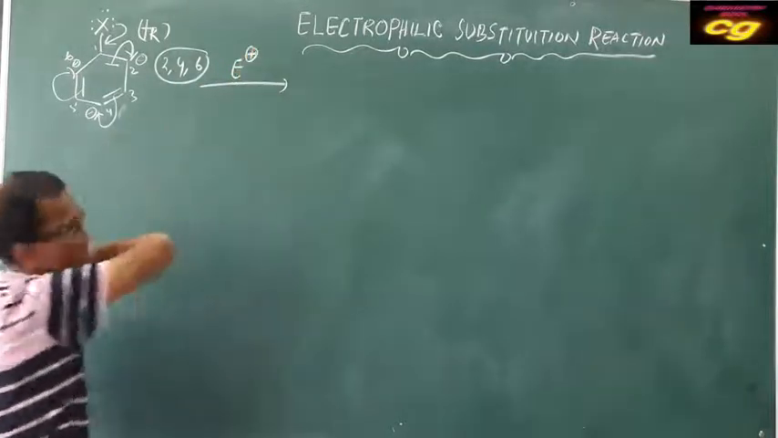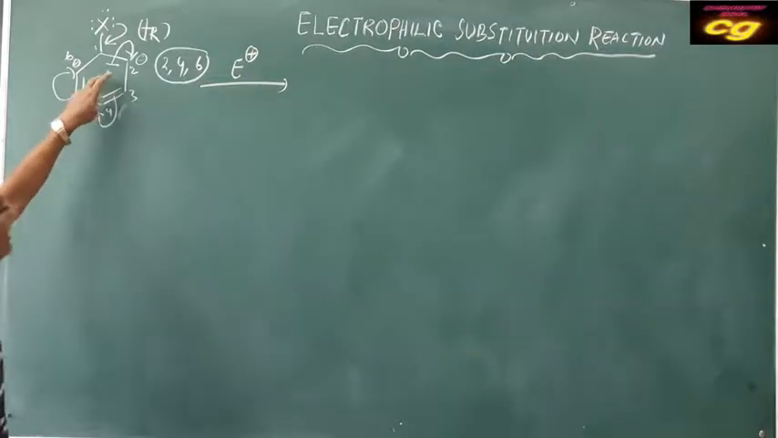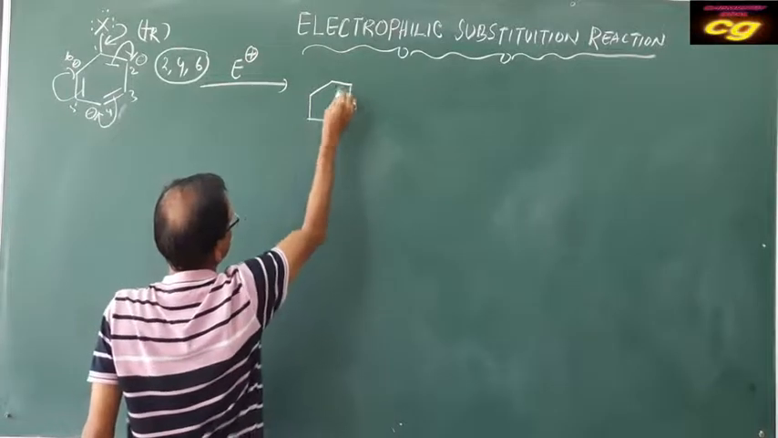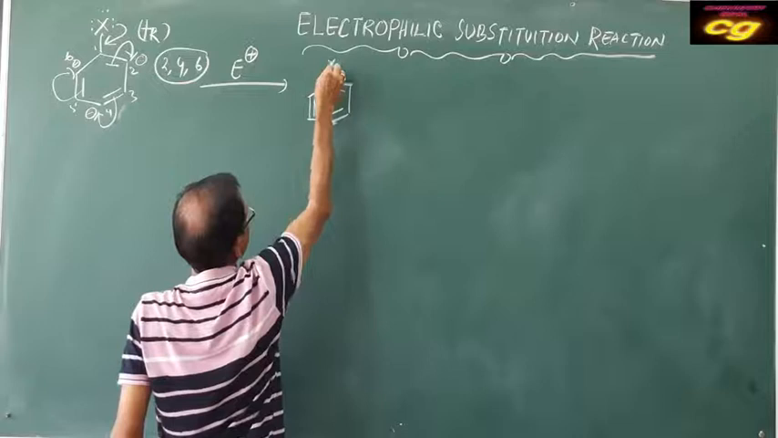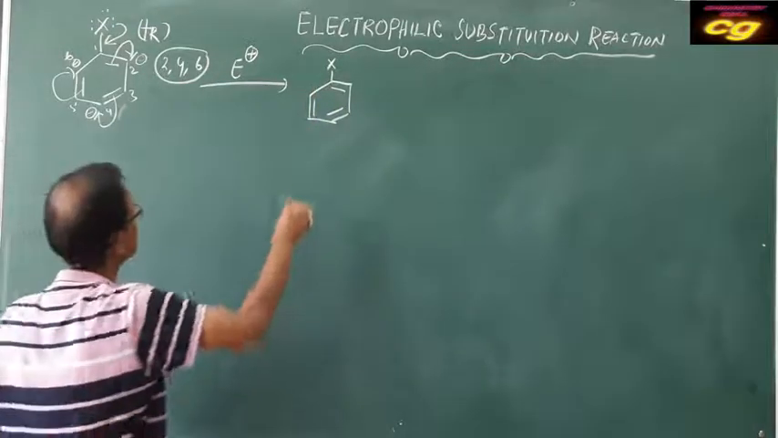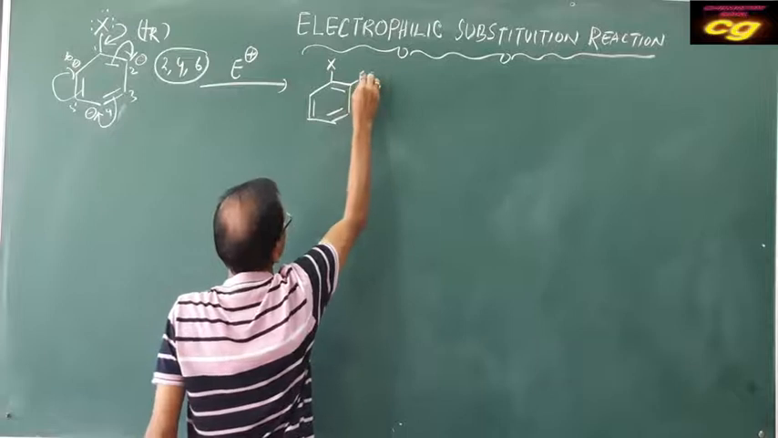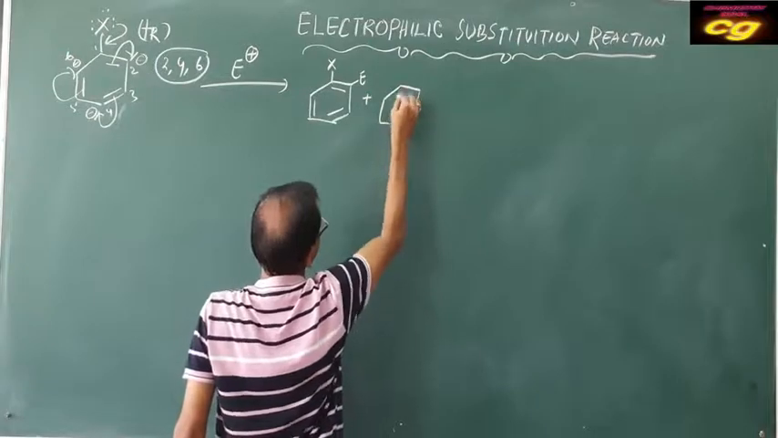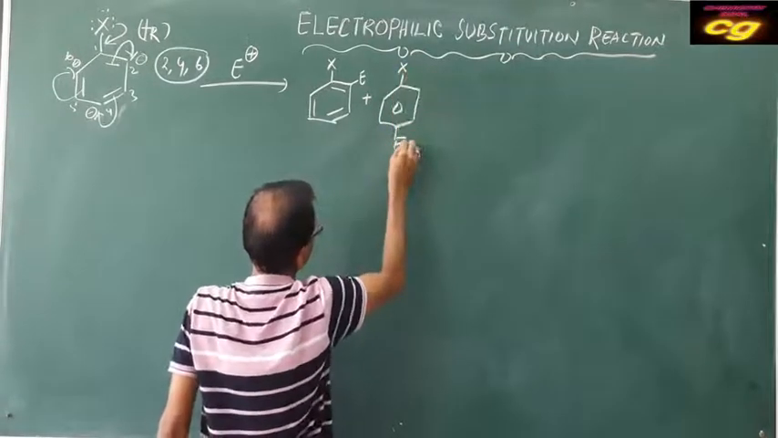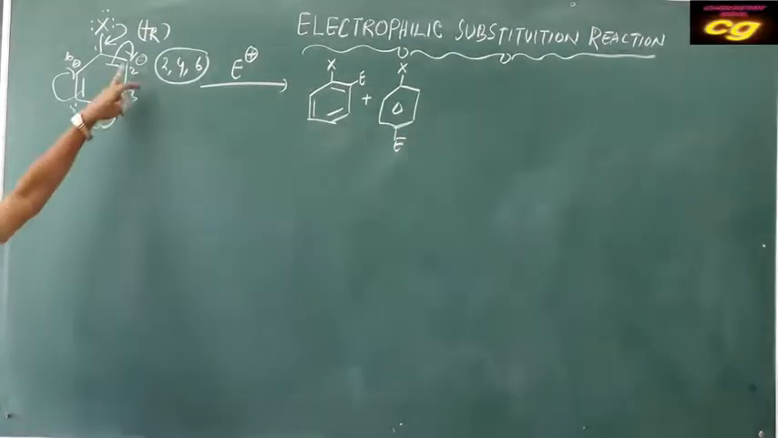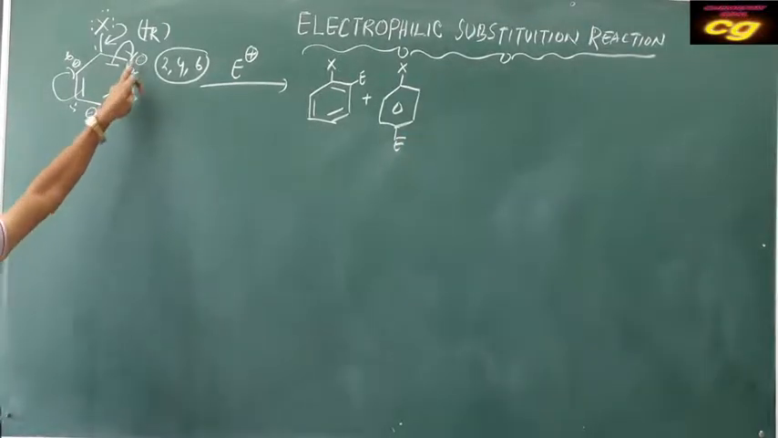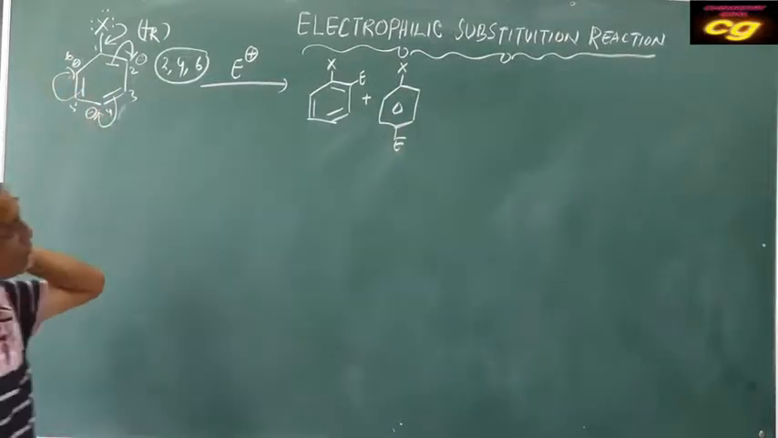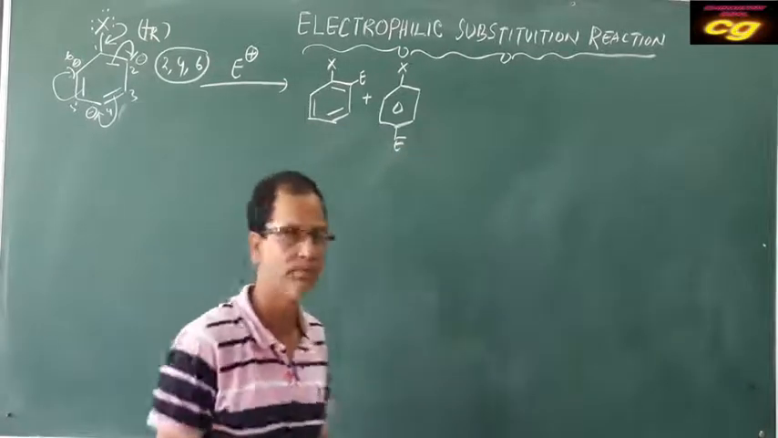the electrophile, which is positively charged and electron deficient, attacks at which position? This is your group, the halogen group. It produces the ortho position or para position. So these are the two positions where the electrophile attacks, ortho or para. Both of these are ortho, and this one is para. So the product is an ortho para substituted benzene.